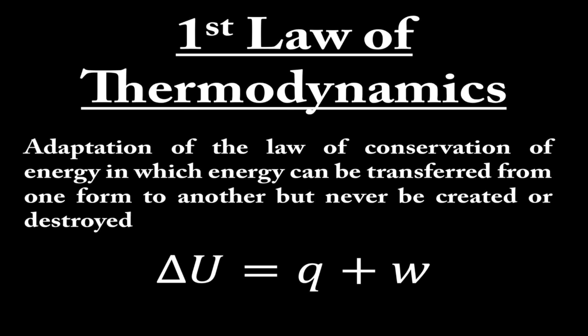Though formally, the first law of thermodynamics is an adaptation of the law of the conservation of energy, in which energy can be transferred from one form into another, but can never be created or destroyed. Internal energy of an isolated system is constant. That energy that is transferred is heat or work. And to finish off, let's look at some examples.